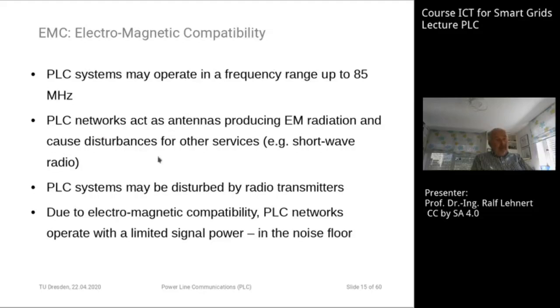Also, the PLC networks produce their own radiation and can cause disturbances for other services, for instance, shortwave radio. And they may also be disturbed by high power radio transmitters. In order that they do not produce too much own radiation, they usually work with a quite limited signal power. This also means that the PLC modems do not consume too much electric power. So the received signal is typically received in the noise floor of the background noise. That means we have to design these modems very carefully.